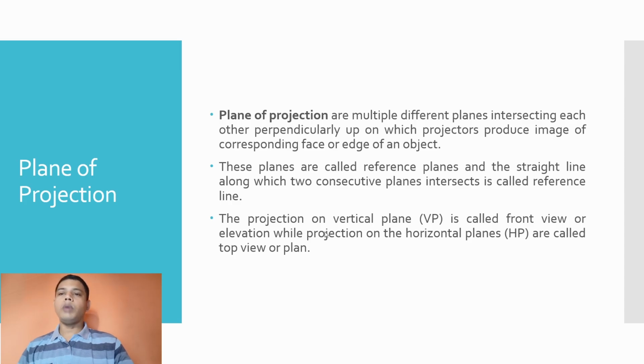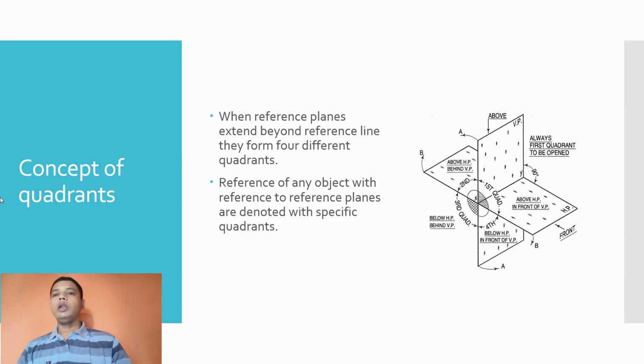The projection on the vertical plane is called the front view or elevation, while the projection on the horizontal plane is called the top view or plan. Just keep in mind that the image generated in the vertical plane is called the elevation, while the image generated in the horizontal plane is called the top view or the plan view. Now if you focus on this image, you shall see that this is the vertical plane. Remember that this plane and this plane are imaginary planes.